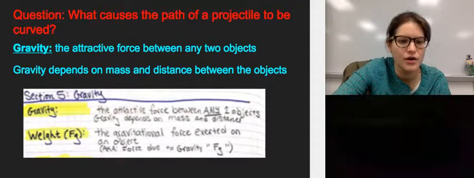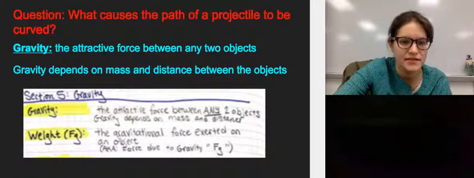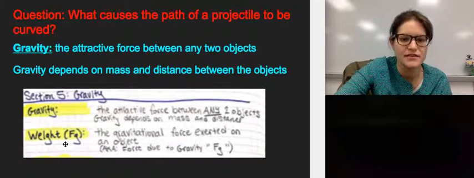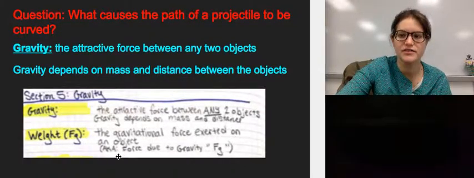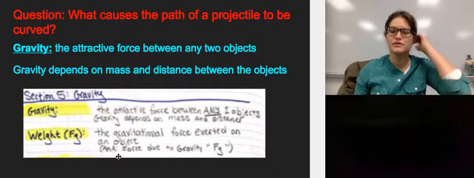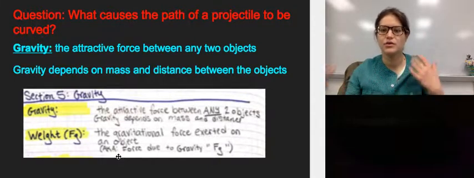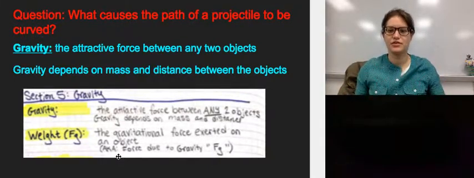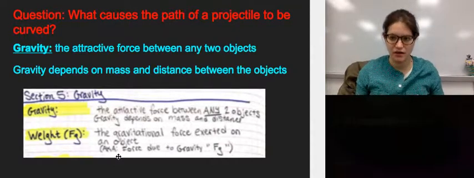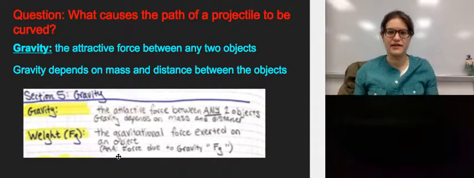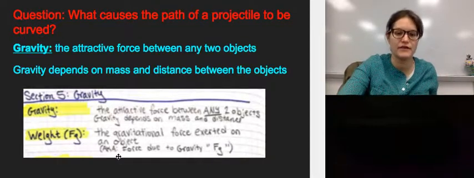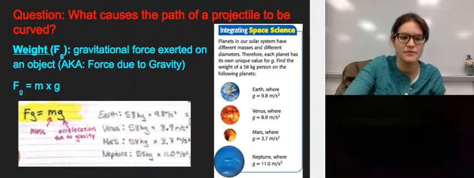Okay, so the next thing that we're going to write down is weight. And weight is the gravitational force exerted on an object. And I like to call it the force due to gravity. So we know that gravity is what pulls everything down. That's the acceleration due to gravity. And your weight is how much force you're going to exert on whatever you're standing or sitting on based on that acceleration. So weight is actually a type of force. It is the force due to gravity. So that's where this symbol Fg comes from.